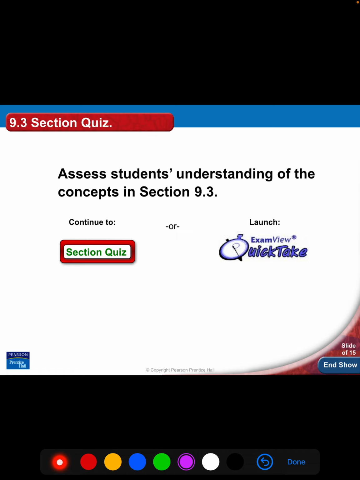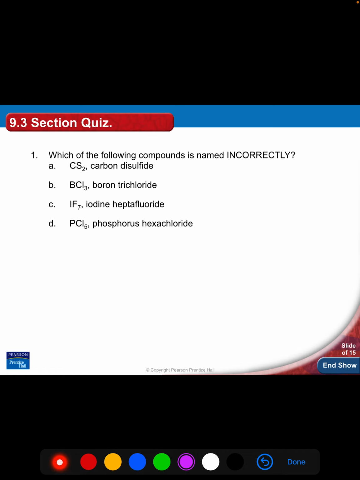We'll look at some other examples. So these are great, like I say, potential test questions. Which of the following compounds is named incorrectly? So carbon disulfide, that's correct. Boron trichloride, that's correct. Iodine heptafluoride, that's correct. And phosphorus hexachloride, that is not correct because hexa means 6, and we have phosphorus pentachloride, which is actually not an uncommon chemical used for, mainly, I guess, for instruction in the chemistry lab.